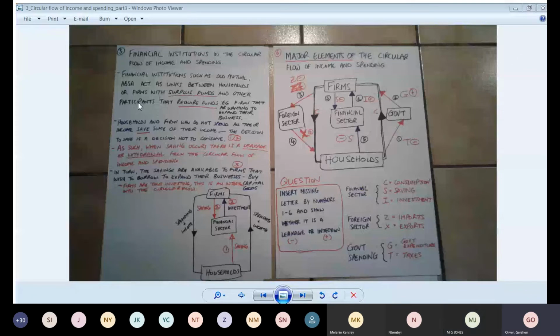Whereas now I want you to pay your attention to saving and consumption. Leave the consumption bit, and just pay attention to the saving. That second bullet over there says households and firms who do not spend all of their income save some of the income. With you saving your income, you're not consuming, and that is why saving is a withdrawal or a leakage out of the circular flow of income and spending. Does that make more sense? Yes, thanks. Okay, sure.